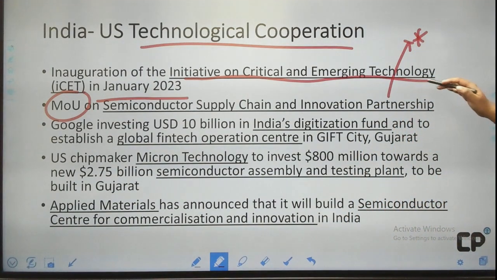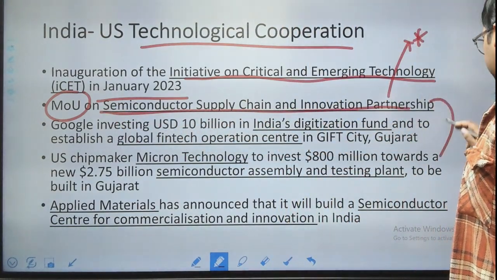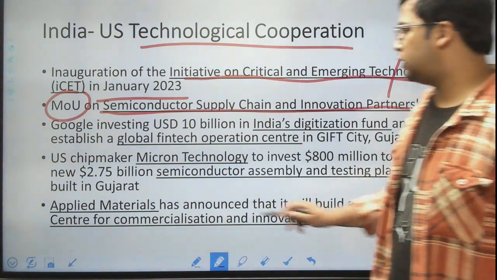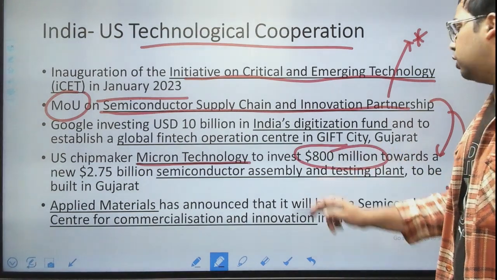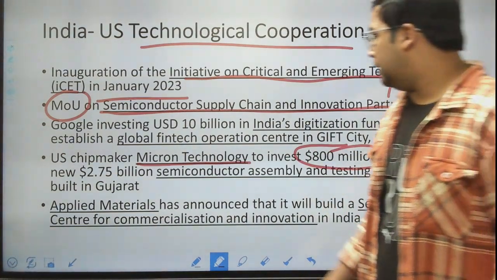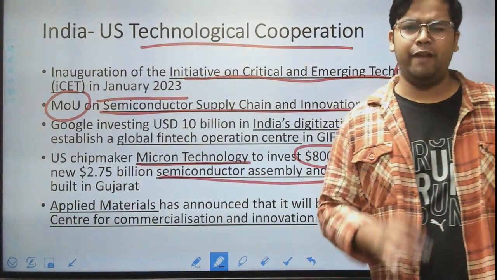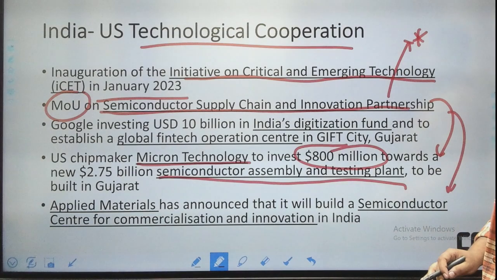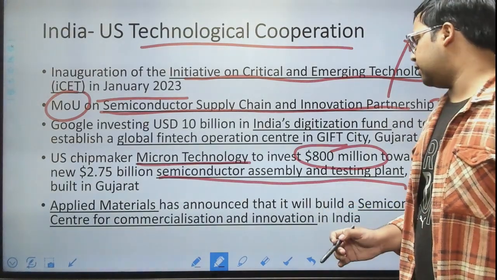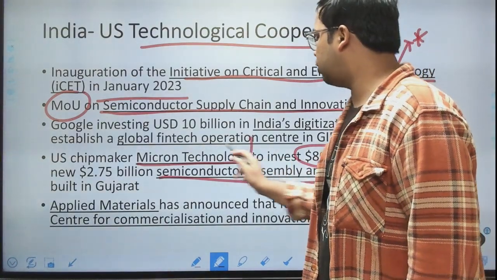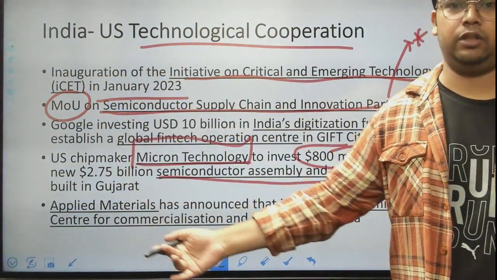Okay, and as a consequence of this MOU, you can see that there are two companies. First, Micron Technology, which will invest $800 million and come up with a semiconductor assembly and testing plant in Gujarat. Very important initiative. Gujarat will get a semiconductor assembly and testing plant, where Micron Technology is investing $800 million. This is actually more than $800 million in the official document.